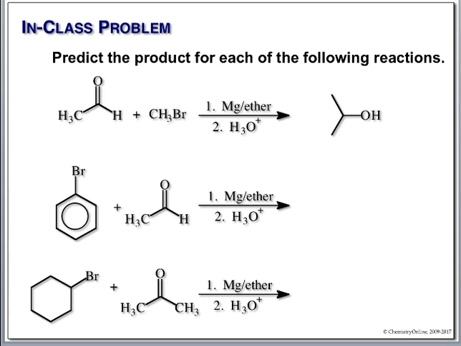Grignards work nicely with aromatics. Here we will form phenyl magnesium bromide. It will add to this carbon, and we will form alpha methyl benzyl alcohol.